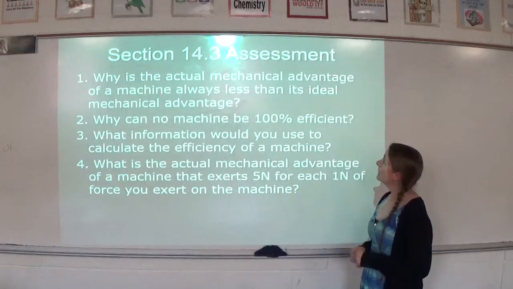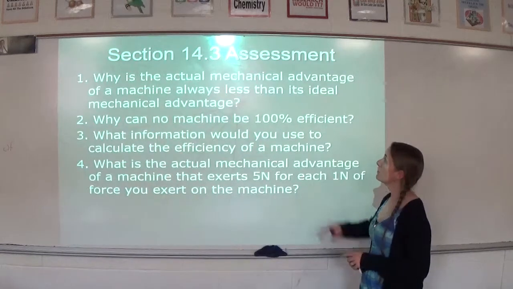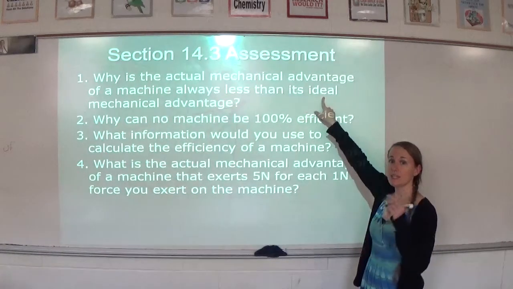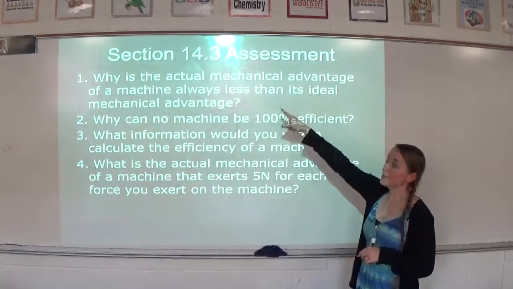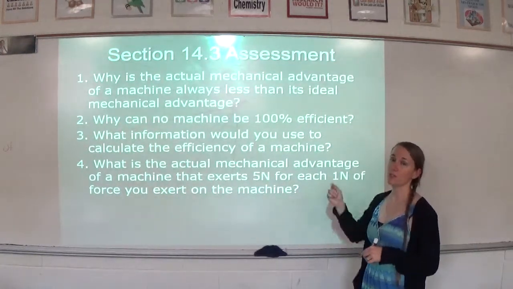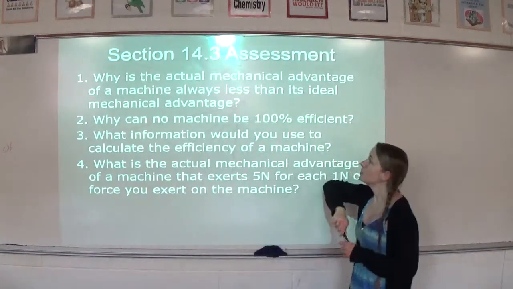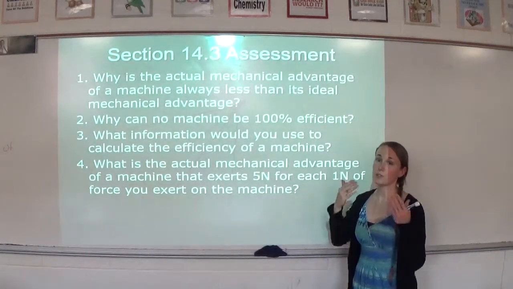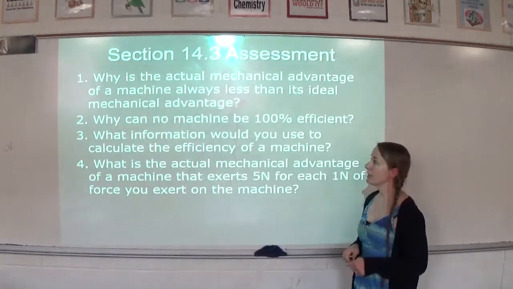So, section assessment. Why is the actual mechanical advantage of a machine always less than its ideal mechanical advantage? Well, remember, ideal mechanical advantage is the mechanical advantage in the absence of friction. In reality, friction always reduces the mechanical advantage. So you can say actual mechanical advantage includes friction, which reduces the number from the ideal mechanical advantage.